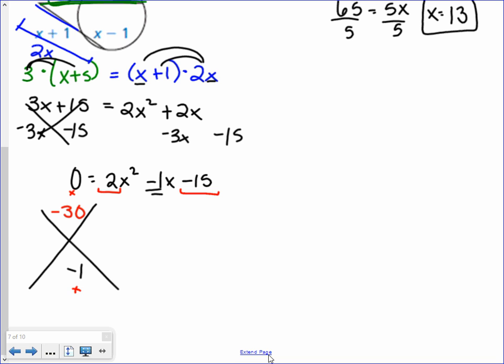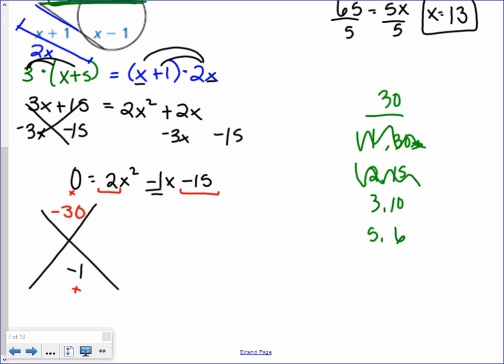So let me list out just over here factors of 30. 1 and 30, 2 and 15, 3 and 10, 5 and 6. Those are all your factors of 30. I want to add to negative 1 though. So I need to pick the combination of numbers that could possibly give me 1. Like this, you can take 30 plus 1 and 30 minus 1. You're not going to get 1 as an answer. 15 minus 2, 15 plus 2? No. Which combination here could give me 1?